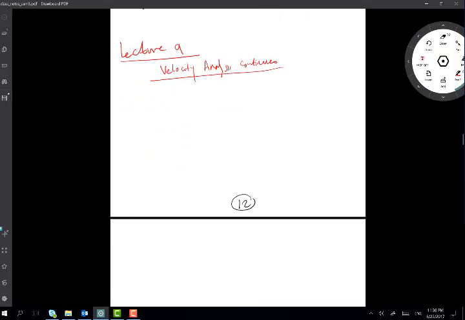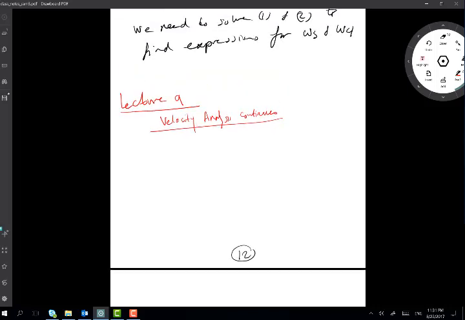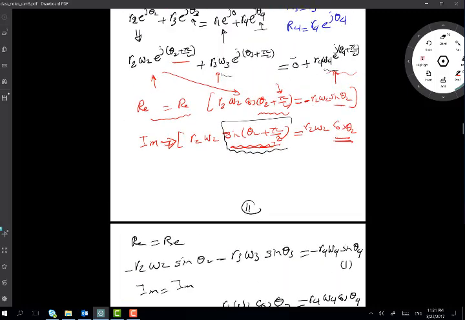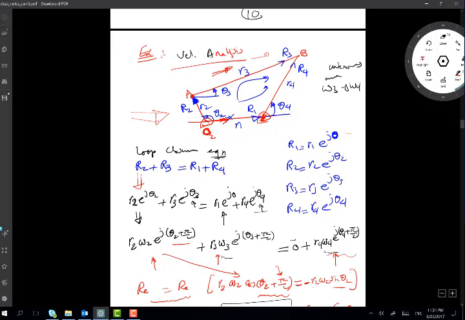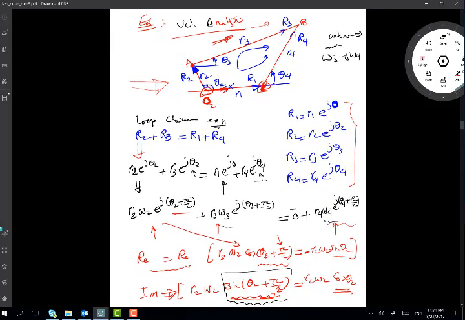Okay, today we are starting lecture number 9. We're still looking at velocity analysis, and we are picking up where we left off last time. Last time we were doing the four-body chain using vectors, like the loop closure equation. I had a vector attached to every link, and then I ended up with my loop closure equation here.